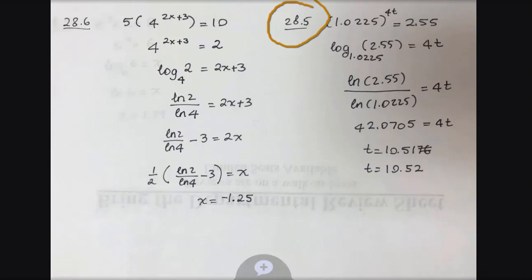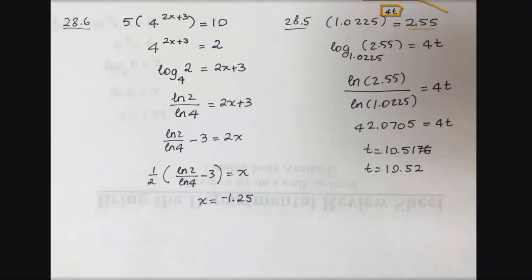Let's look at problem 5 first. So here we have 1.0225 to the power 4 times t equals 2.55. So this is an exponential equation, where the variable is in the exponent.